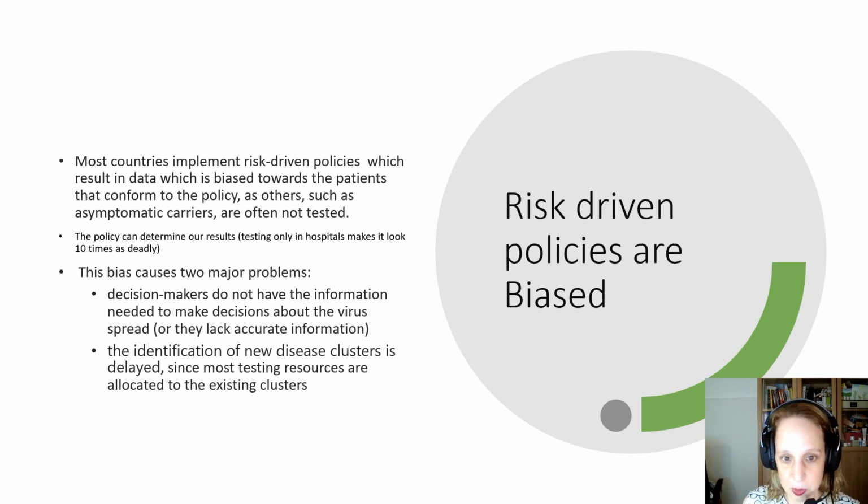Most of these countries, we're not talking about Wuhan, which had no limitations, had a restricted capacity of tests. So they implemented a risk-driven policy. The problem with the risk-driven policy is that the result is very biased towards the policy. That is, if we're testing only people with symptoms, then we're most likely not to see patients that are asymptomatic. And the policy can also really determine the results, because if at the beginning, in April, they were testing only in hospitals, it makes the virus look 10 times as deadly as it is.